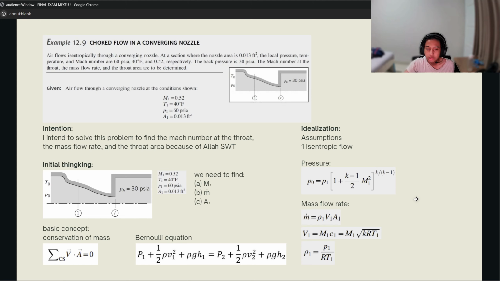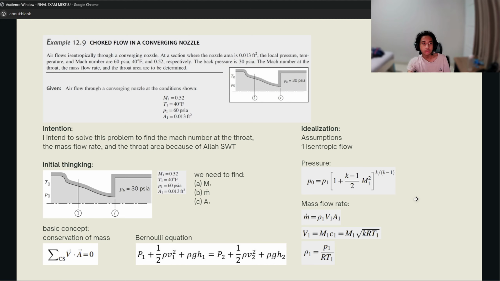So let's next move on to the last question, which is question number 5. It's about a choked flow in a converging nozzle. The question is: air flows isentropically through a converging nozzle, at a section where the nozzle area is 0.13 feet squared. The local pressure, temperature, and Mach number are 60 psia, 40 Fahrenheit, and 0.52 respectively. The back pressure is about 30 psia. The Mach number at the throat, the mass flow rate, and the throat area are to be determined.